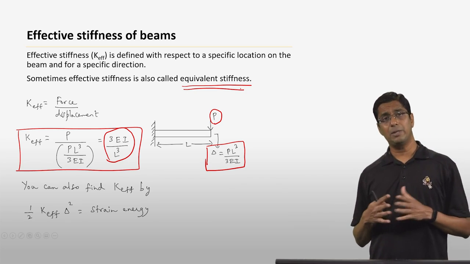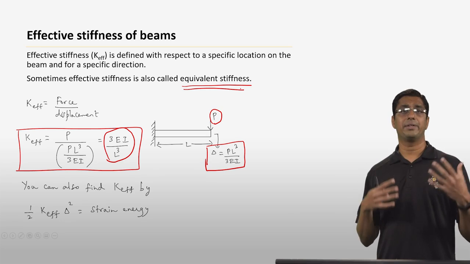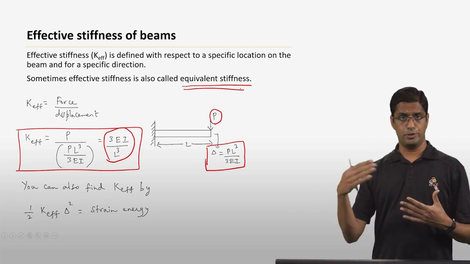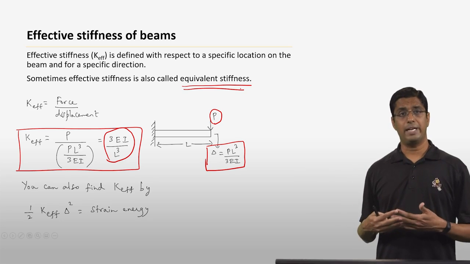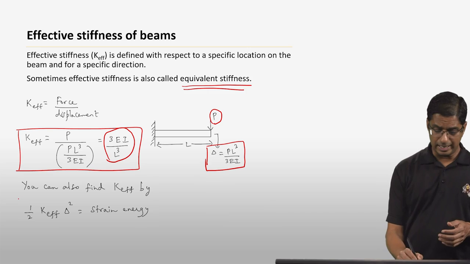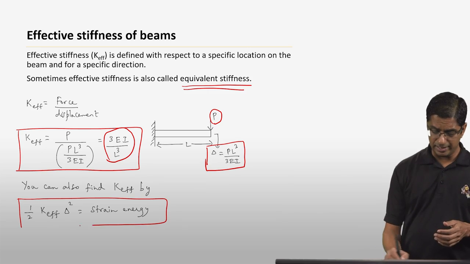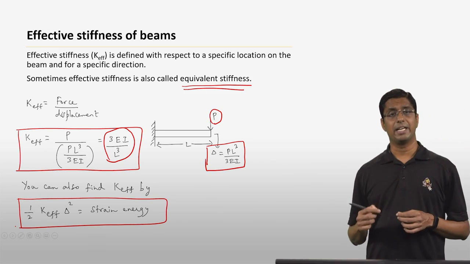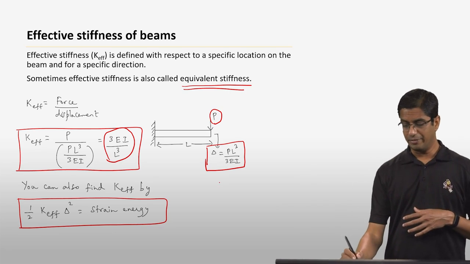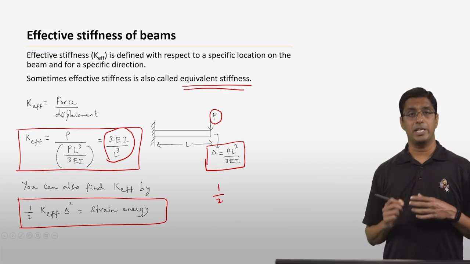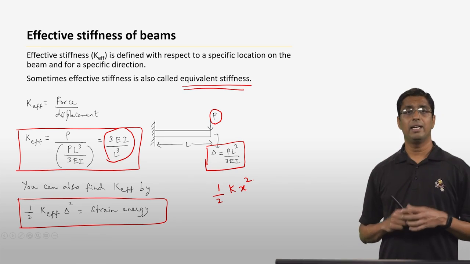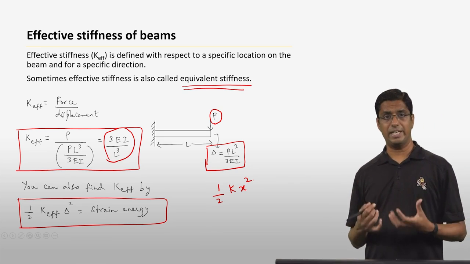Now, I told you that you can find the effective stiffness as force over displacement. You can also find the effective stiffness by a different method, which is taking the strain energy of the system and equating it to half K effective delta squared. If you think of a spring, the potential energy stored in the spring is half Kx squared, and that, in some sense, is the strain energy stored in the structure.